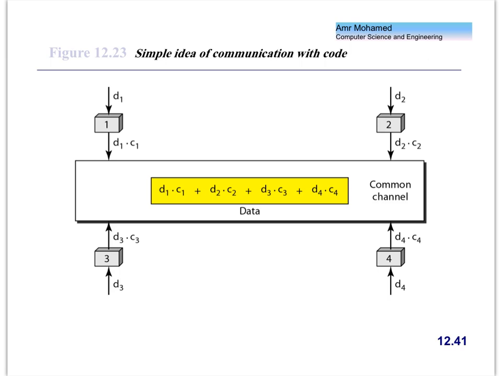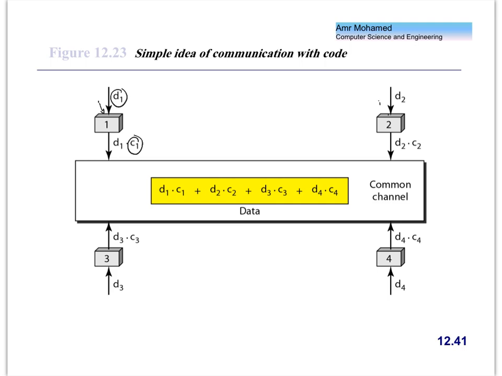Imagine we have 4 different stations. So we have station 1, 2, 3, and 4. We'll take the data from station 1, and we'll code it by multiplying the data by a certain code. We'll do this from each station, and then we will send at the same time at the same frequency.